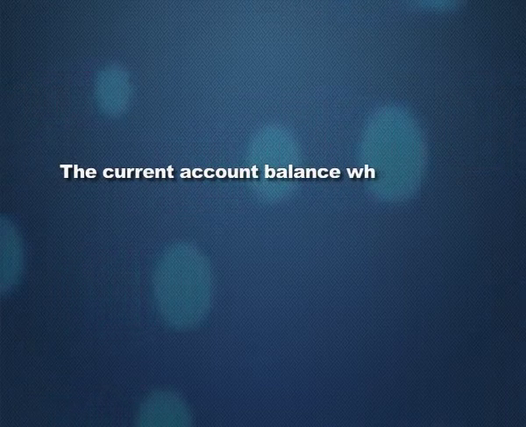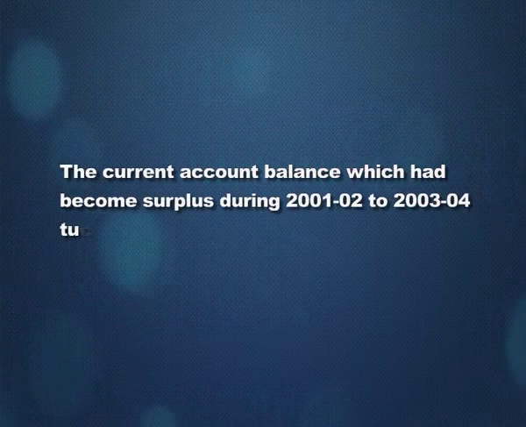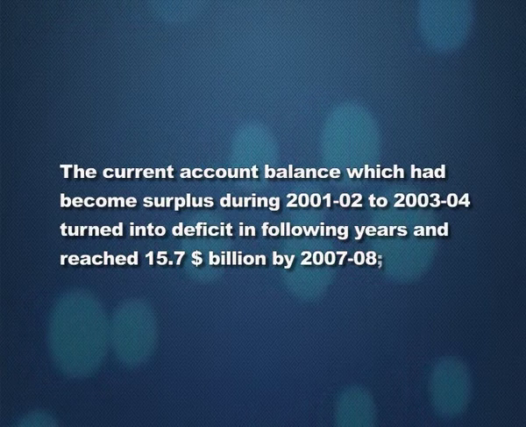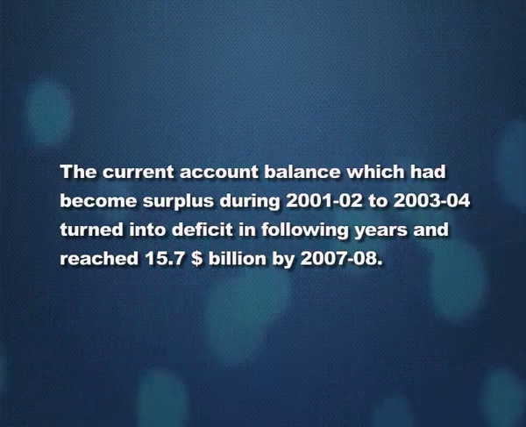Thus, software exports and private remittances emerged as 2 main financing items for the current account, compensating to a large extent deficit in merchandise trade. Despite impressive positive earnings from invisibles, the current account balance, which had become surplus during 2001-2 to 2003-4, turned into deficit in following years and reached $15.7 billion by 2007-8. The widening deficit in India's current account was met to a large extent by surplus in capital account.